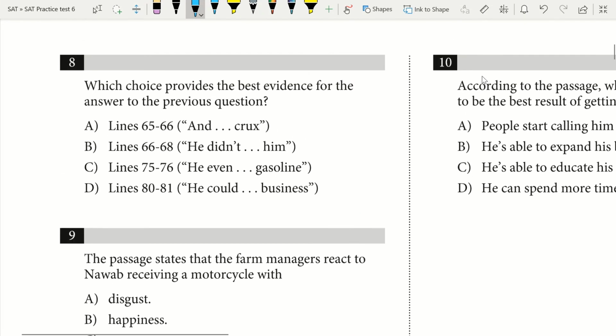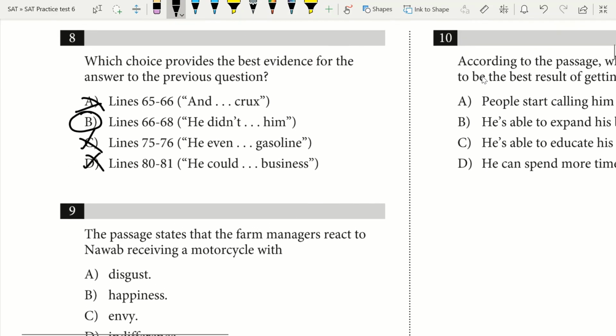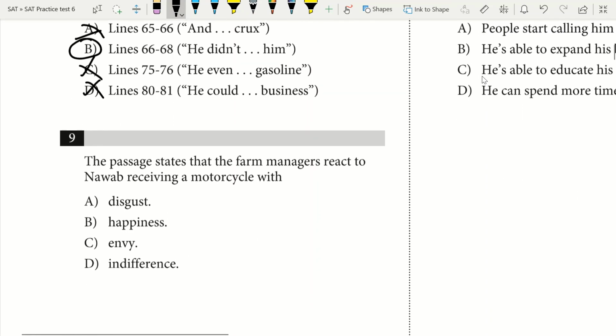I'm going to switch over to my other pen, and I see that I have that as answer B. Okay, so B will be my answer for number 8, because that shows us how he only makes decisions if it benefits him and his comfort. So answer choice B for number 8. Now we got question 9.